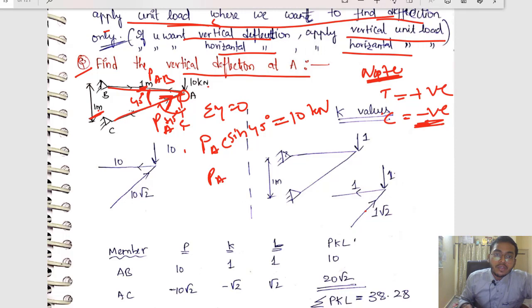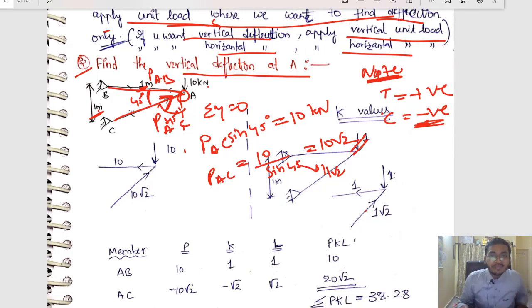So what is PAC value? PAC value is 10 by sine 45. Sine 45 is 1 by root 2, right? It is 1 by root 2. So I will be getting 10 root 2. 10 root 2 kilonewton is my PAC value. Simple.